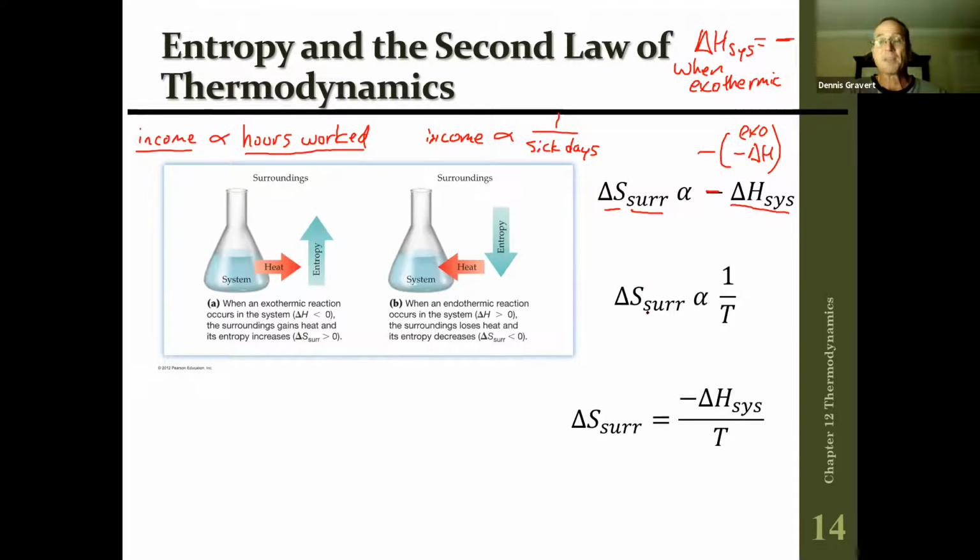Okay, what else do we know? This one's a little more counterintuitive. You have to think about it a little bit. The amount of disorder that changes is inversely proportional to the temperature. As a student, I struggled with that, but a teacher told me this way.